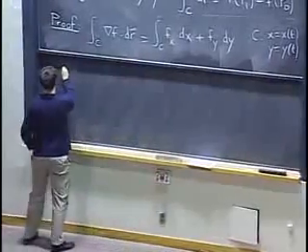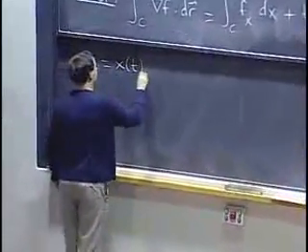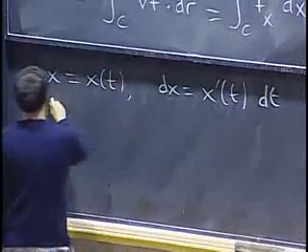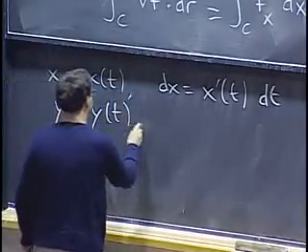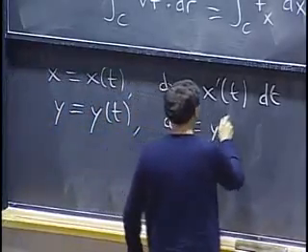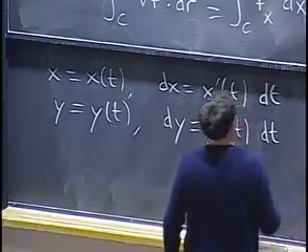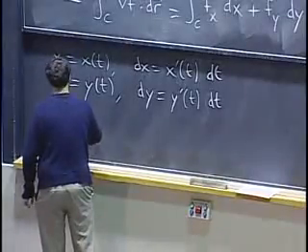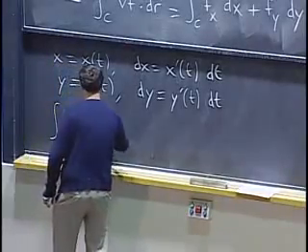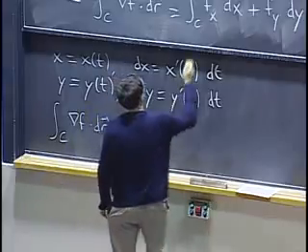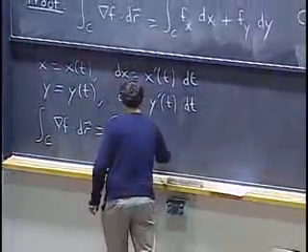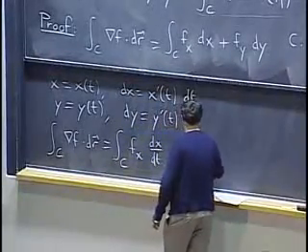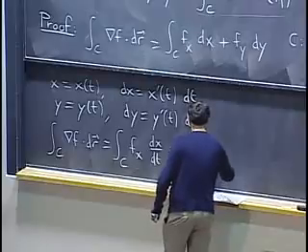So we know x is x of t. That tells us dx is x prime of t dt. Y is y of t gives us dy is y prime of t dt. So now what we are integrating becomes the integral of f sub x times dx/dt plus f sub y times dy/dt, times dt.